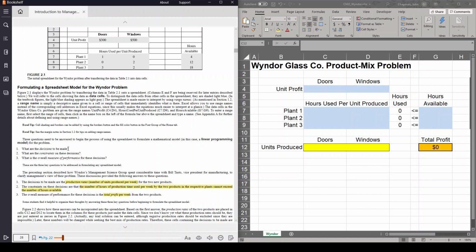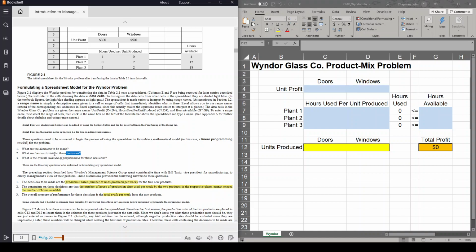And the first question for this generalized approach is, what are the decisions to be made? What are the constraints on these decisions is the second question. And the third is, what is the overall measure of performance for these decisions? And these questions are here in the textbook. So for this particular problem, what are the decisions to be made? We want to know how many doors to produce and how many windows to produce.